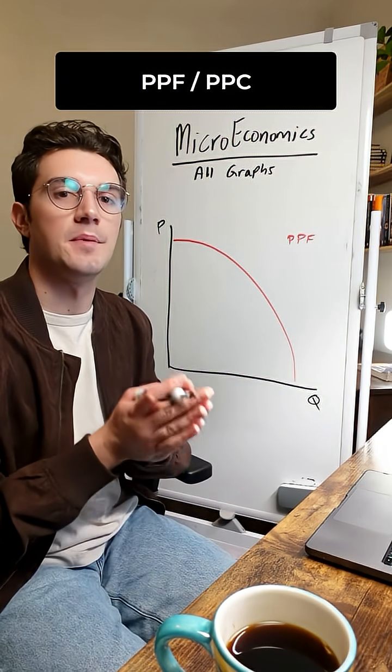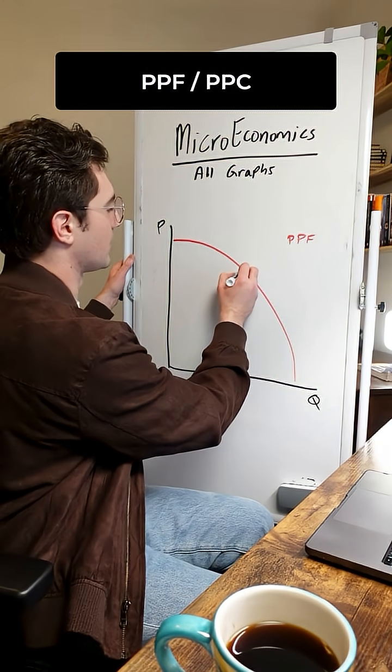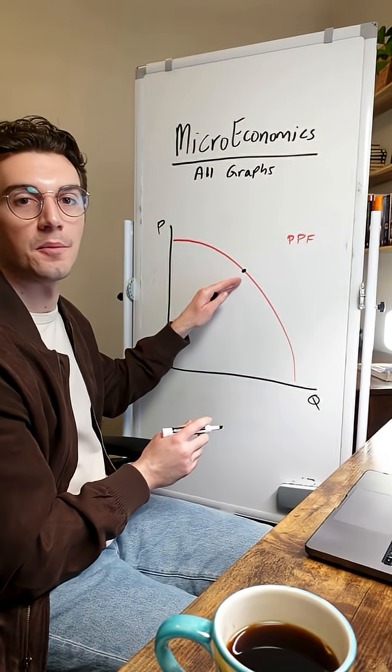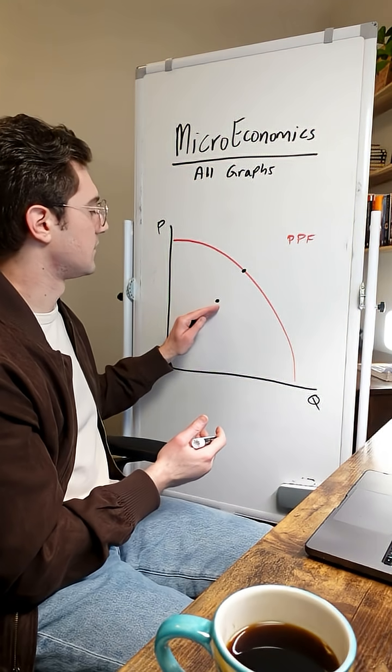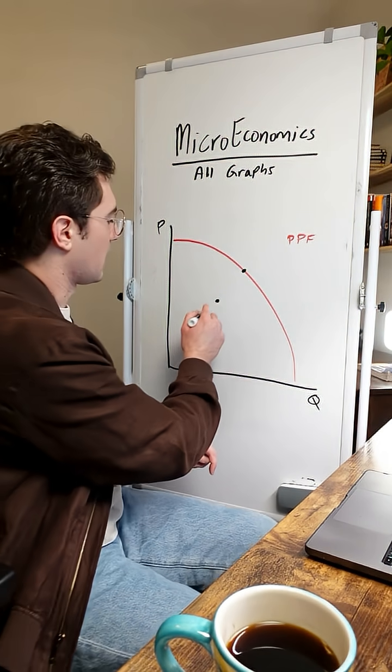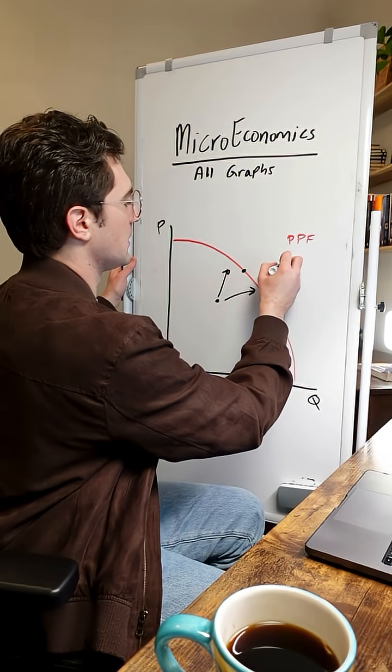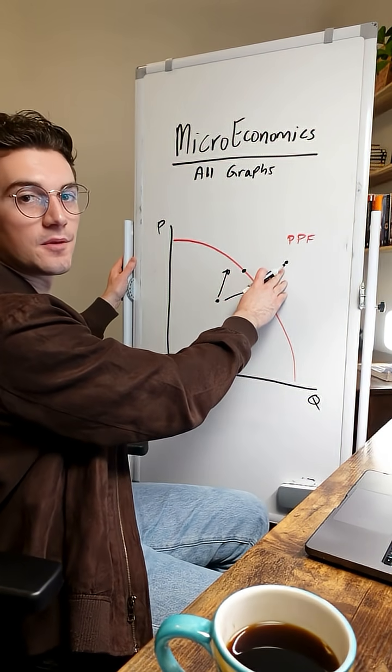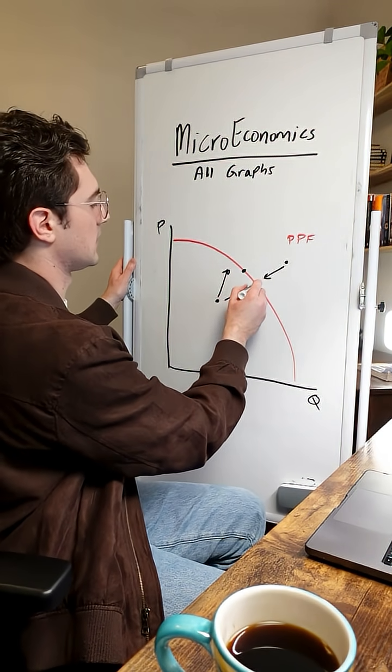If you're facing a PPF problem, remember if the point lies along the PPF, that's an efficient point of output. If it's within the PPF, that's inefficient. We've got more gas left in the tank to output more units of the good. And if it's beyond the PPF, that is unattainable. We're eventually going to have to pull back our output to rest along the PPF.